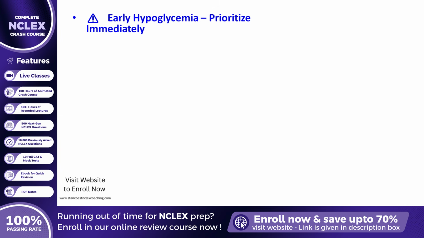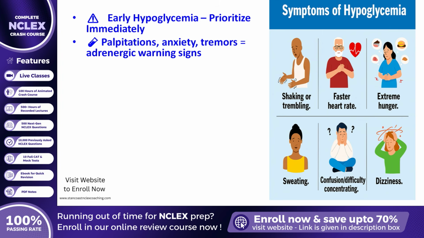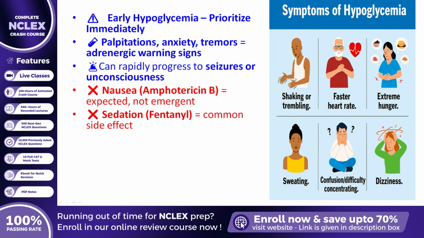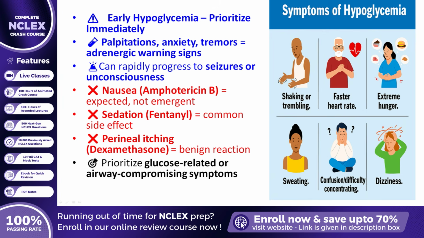This symptom may signal early hypoglycemia, which can escalate rapidly into seizures or unconsciousness if left unaddressed. Adrenergic symptoms like palpitations, anxiety, and tremors are early clues. In contrast, amphotericin B often causes nausea, fentanyl leads to expected sedation, and perineal itching with dexamethasone is benign. Always prioritize symptoms suggestive of life-threatening complications, especially those involving blood glucose or airway compromise.